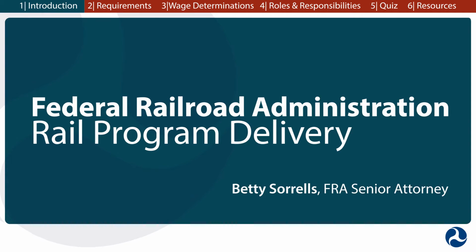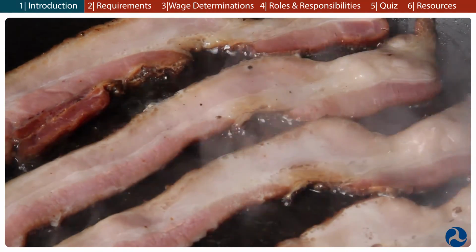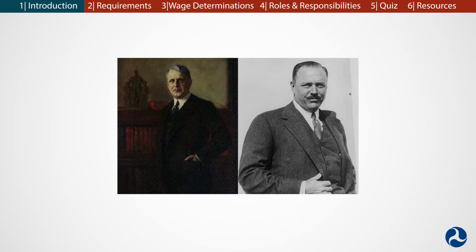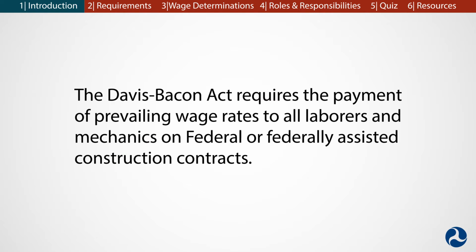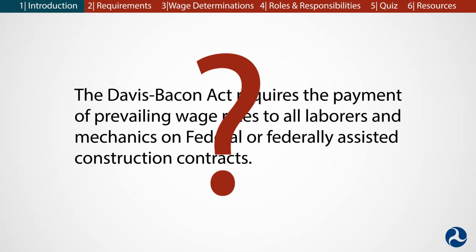Hello, everyone. In this video, you'll learn all about the basics of the Davis-Bacon Act. And no, not that bacon. The Davis-Bacon Act is named after these guys, Senator James J. Davis and Representative Robert L. Bacon. The Davis-Bacon Act, or DBA for short, is a law that requires the payment of prevailing wage rates to all laborers and mechanics that work on federal or federally assisted construction contracts. But what does this all really mean, and how does the Davis-Bacon Act apply to your project?